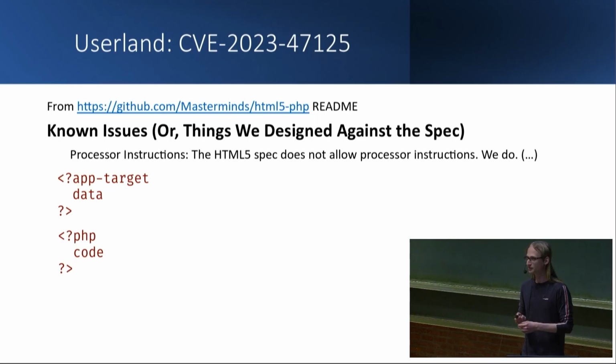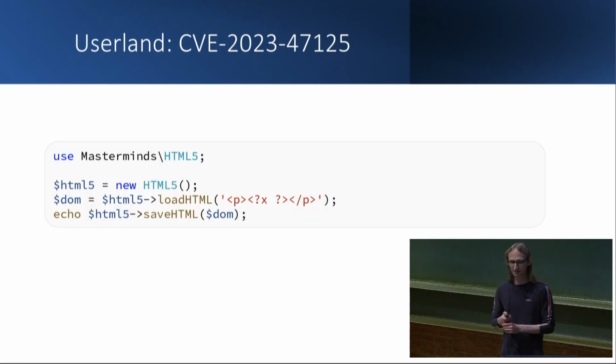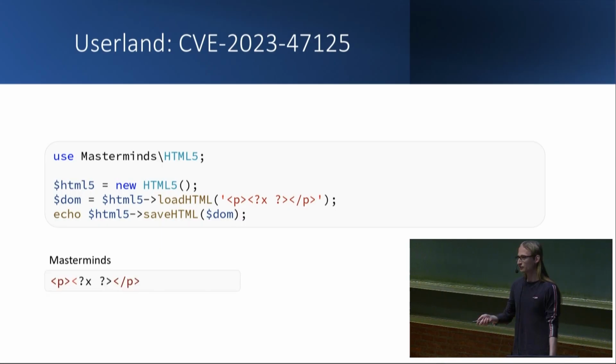But yeah, now the question is, how can we exploit this? First, we need to know what happens if we use a processor instruction with Masterminds. So this is how you use the Masterminds API. It's very similar to how you use the old DOM API, where you have a load HTML and save HTML. And in this HTML, I just have a p tag, and then I have a processor instruction for the target X, and the data is just empty. In Masterminds, that just round trips. So there's only a p tag and a processor instruction in the document, so that's fine.